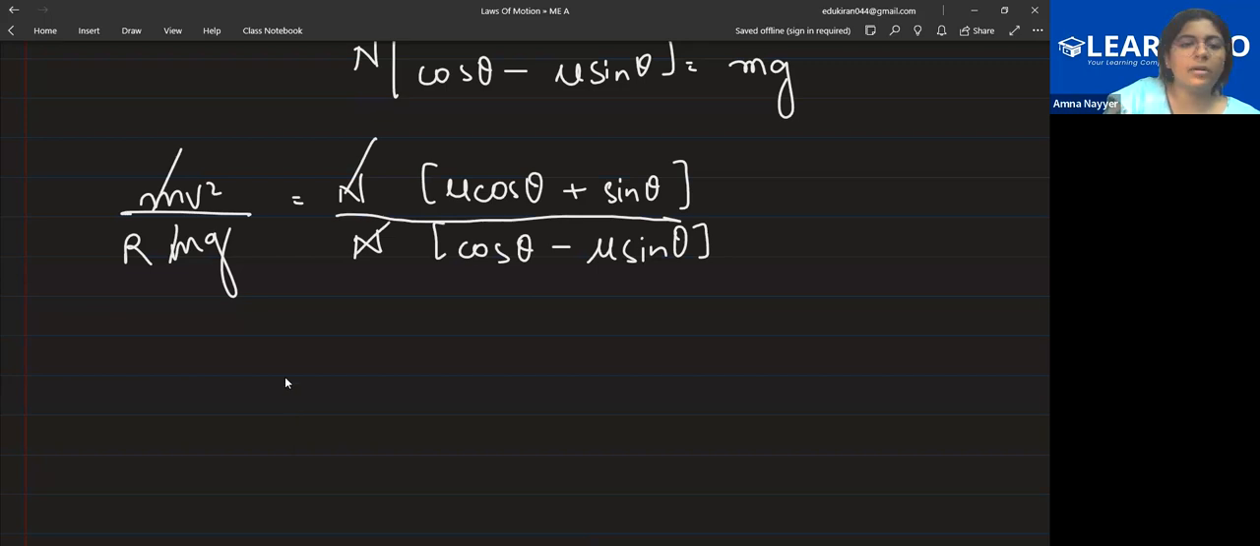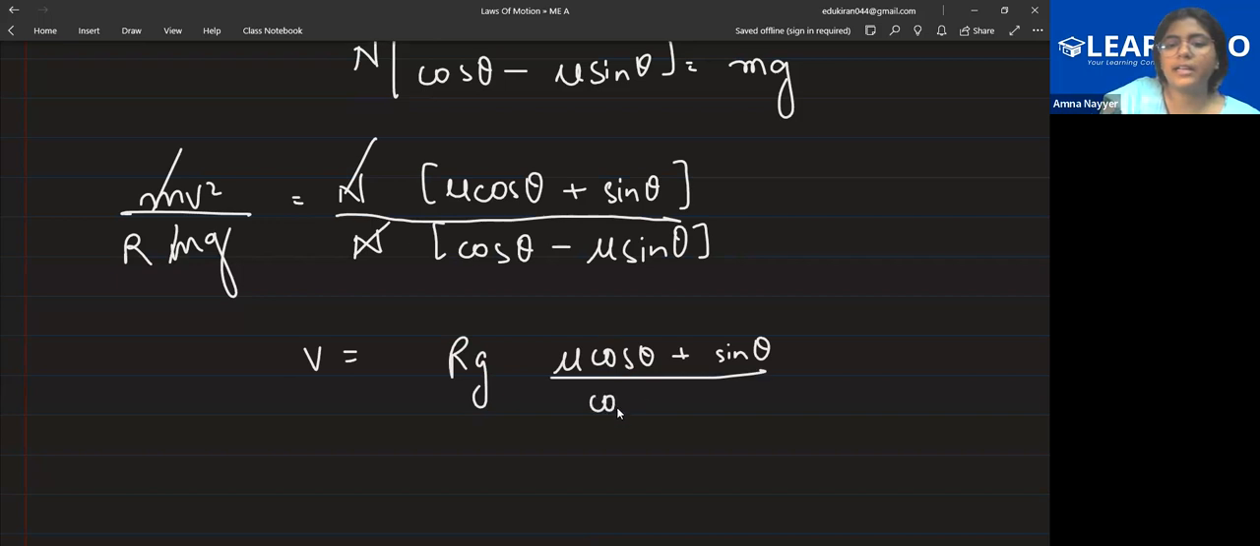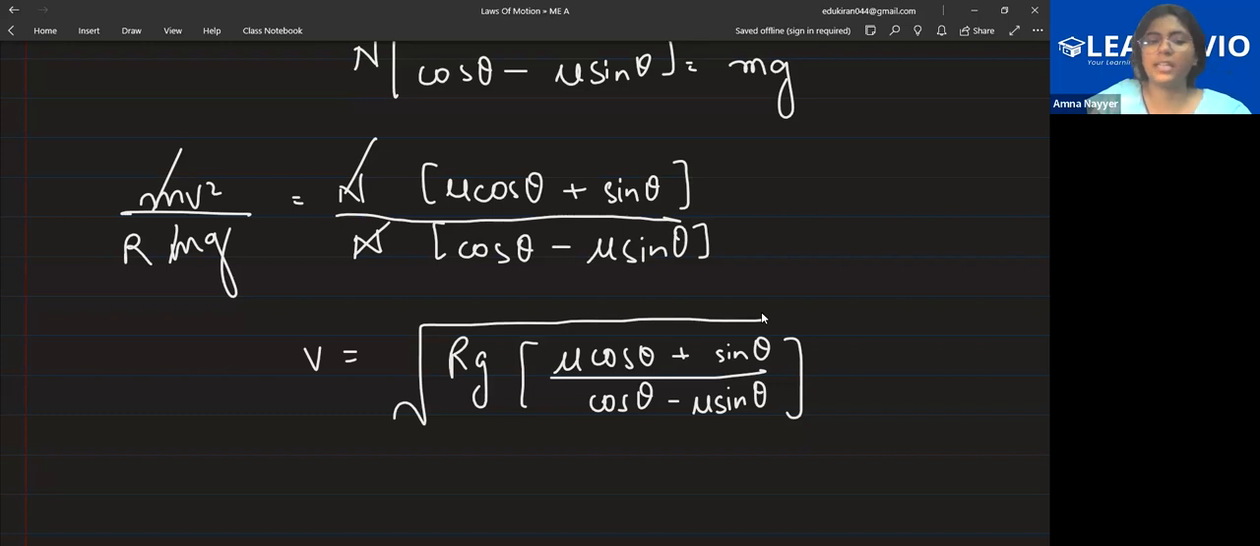So velocity is equal to root of Rg multiplied by mu cos theta plus sin theta divided by cos theta minus mu sin theta. So this is v square, so this will be under root, this term, right? So this is the entire formula.